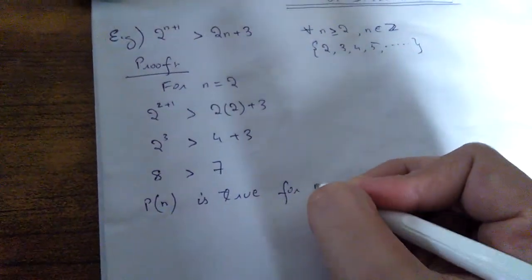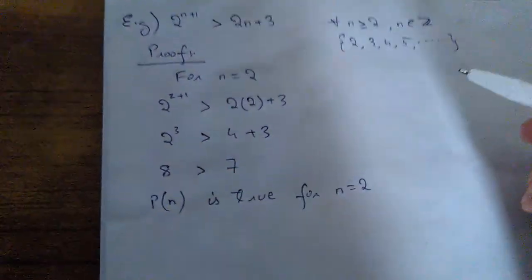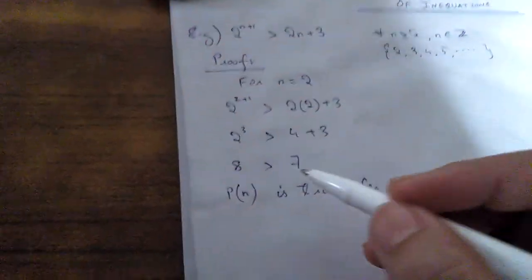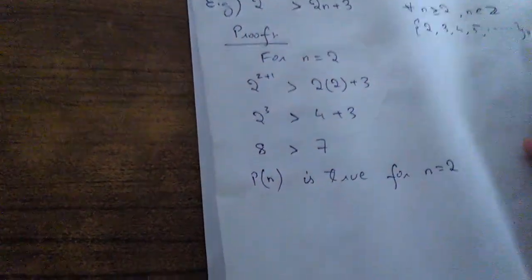for n equals 2. This is the basic step. We have just done that. Okay, this is the starting. We have broken the ice, and it is satisfied for the first value of this set.